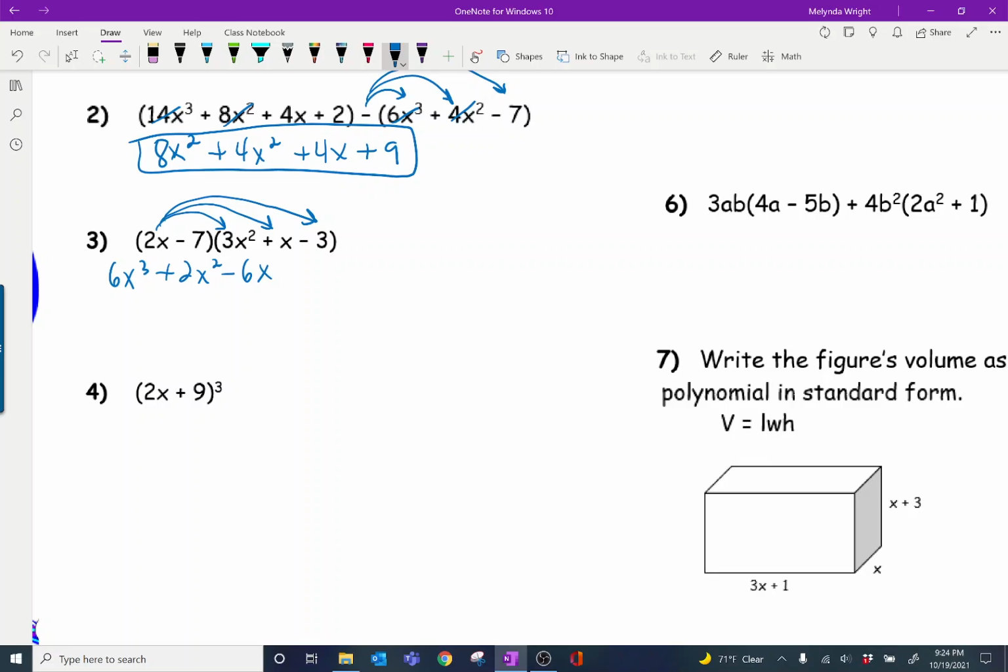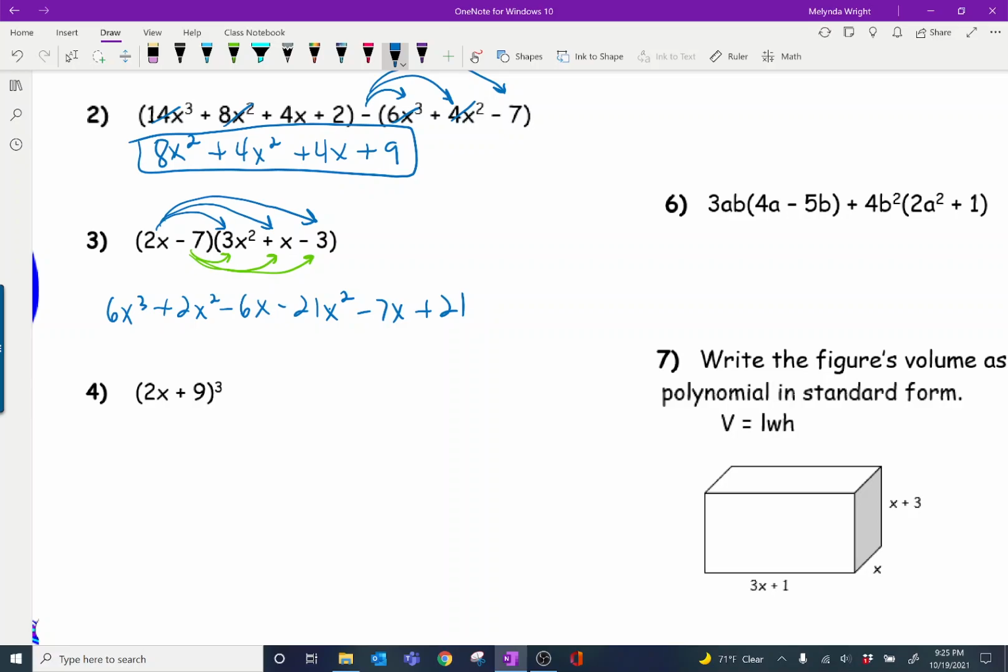Okay, great. So now let's work on the negative 7. I'll move this down just a bit. Okay, so now I'm going to take the negative 7 and distribute this way. Negative 7 times 3x squared is negative 21x squared. Negative 7 times x is negative 7x. Negative 7 times negative 3 is a positive 21.